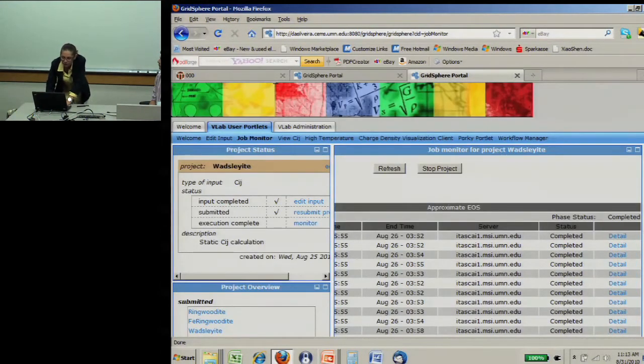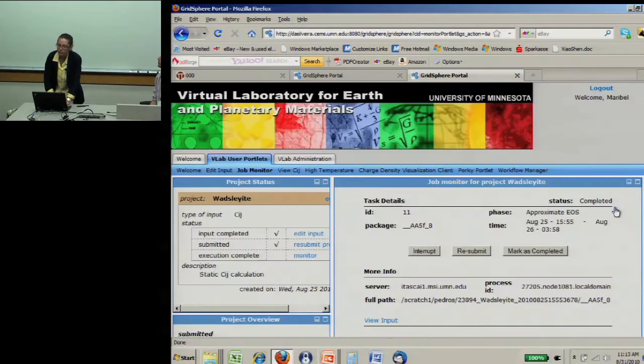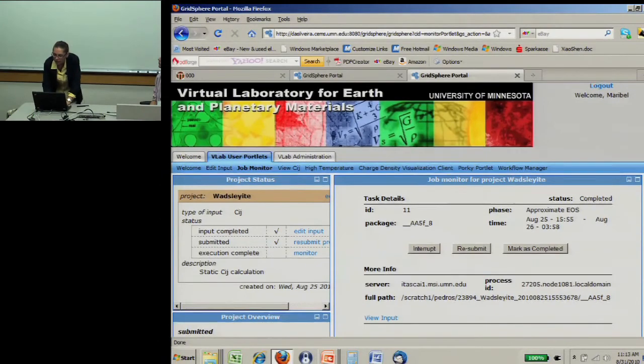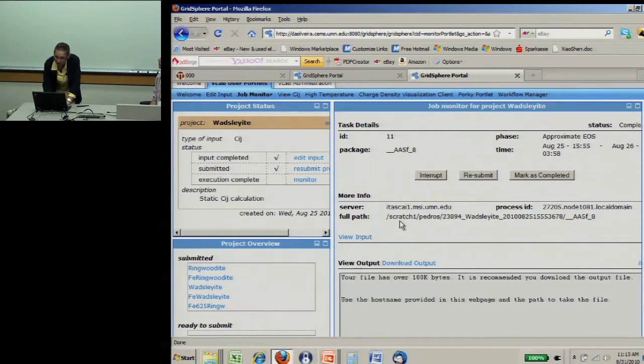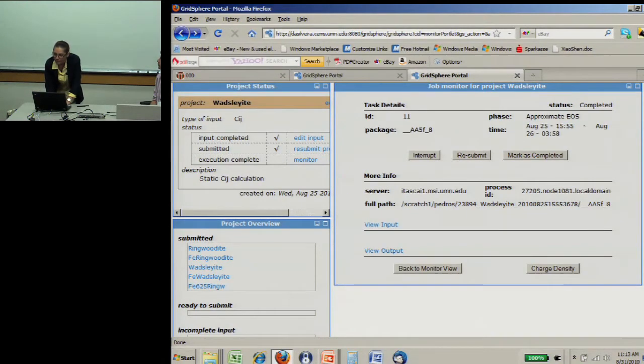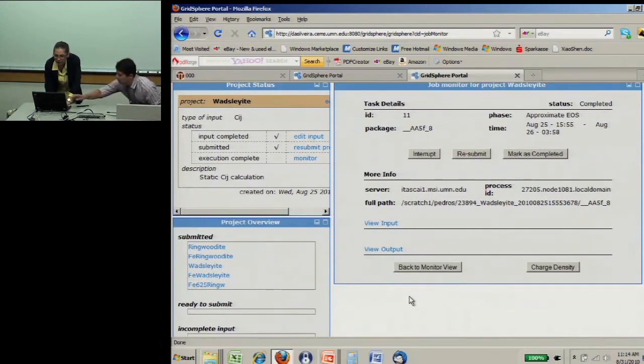So when the first task, for example, is running, and you want to monitor if the calculation is proceeding properly, you click details, and you can view the output. If the output is very large, usually we download the output, and that's done quickly, but I'm not going to do it here now. And you can inspect the output while it's being produced. Okay, the project ran successfully. And after the second, back to monitor, okay.